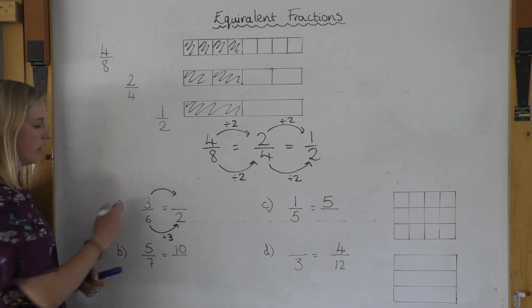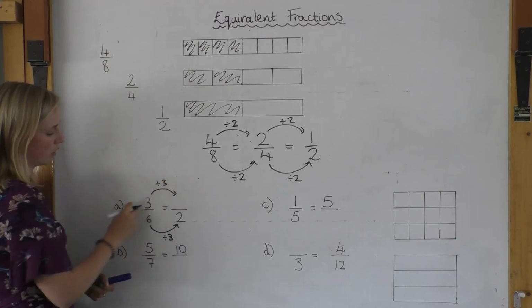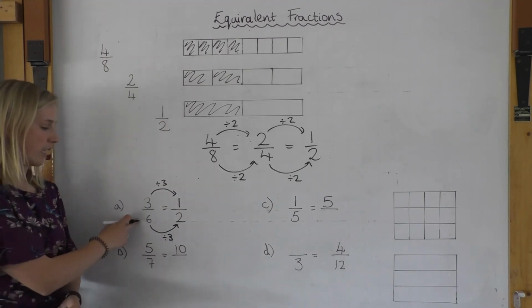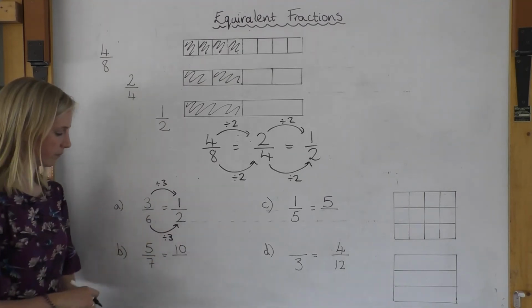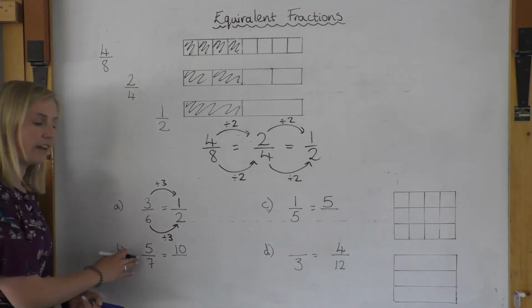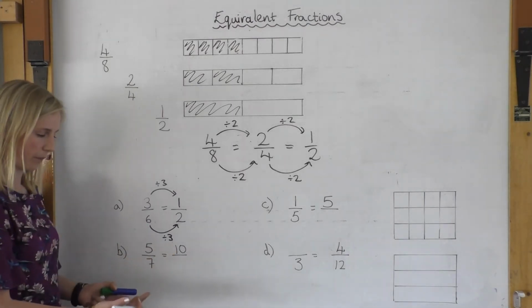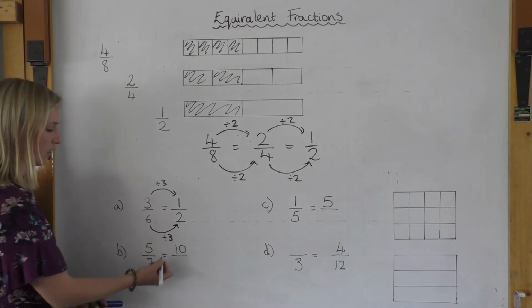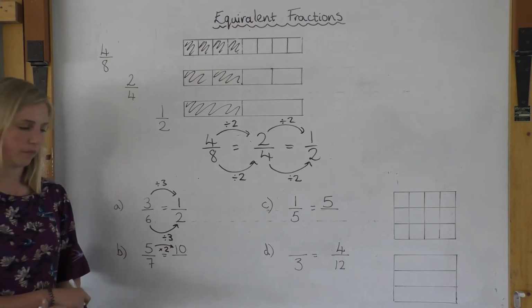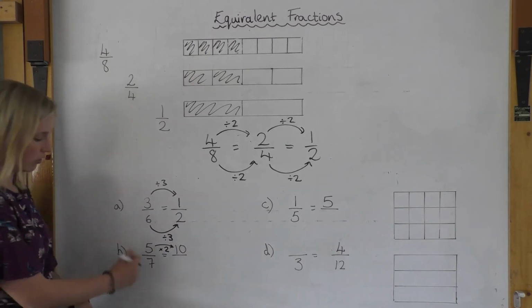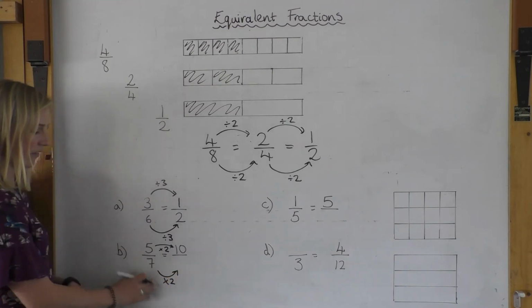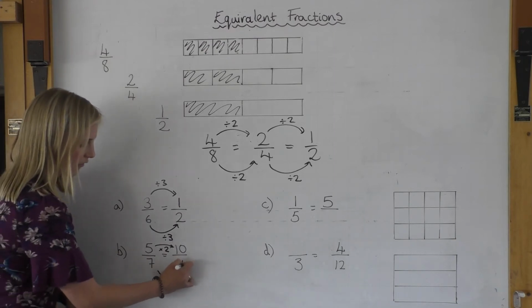Looking then at the numerator, I must also do the same. So I've got 3 divided by 3, which gives me 1. So 3/6 is the same as 1/2. Looking at our next fraction here, we have 5 over 7 is equal to 10 over something. In order for me to get from 5 to 10, I know I need to multiply that by 2. So if I have multiplied my numerator by 2, I must do the same to my denominator and multiply that by 2. 7 multiplied by 2 is 14.